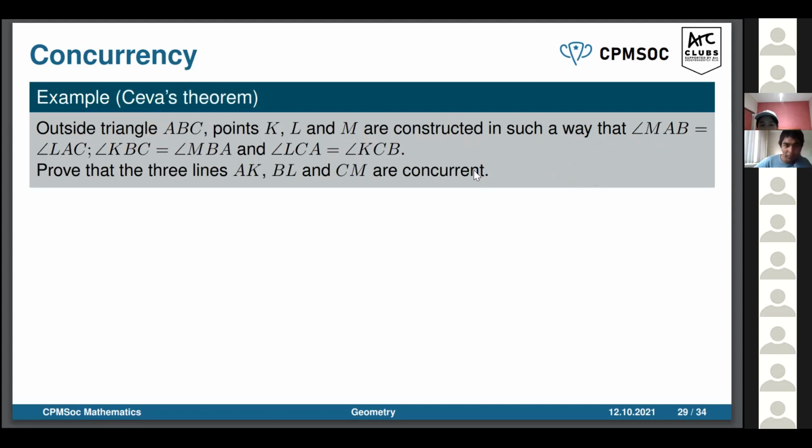Okay, so I've got a problem. Outside triangle ABC, we construct points K, L, and M, where angle MAB and angle LAC are the same, angle KBC and angle MBA are the same, and angle LCA and angle KCB are the same. We want to prove that the three lines AK, BL, and CM are concurrent.